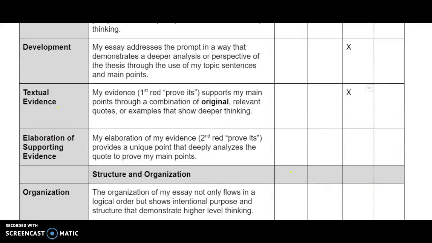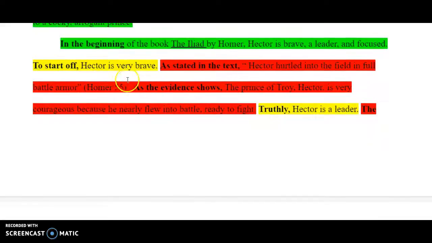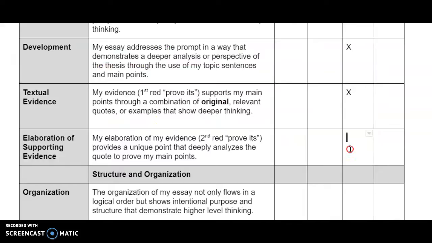Okay, and then finally, elaboration. So this is what we also call analysis. It's asking if my elaboration of my evidence provides a unique point that deeply analyzes the quote to prove a main point. So again, I'm going to go back. Let's do one example together here. So we have, to start off, Hector is brave. As stated in the text, Hector hurtled into the field in full battle armor. As the evidence shows, the Prince of Troy, Hector, is very courageous because he nearly flew into battle ready to fight. So here, guys, I'm going to call that mostly there, okay?